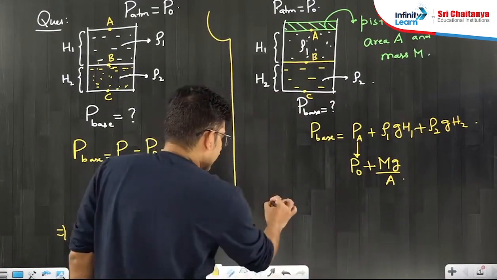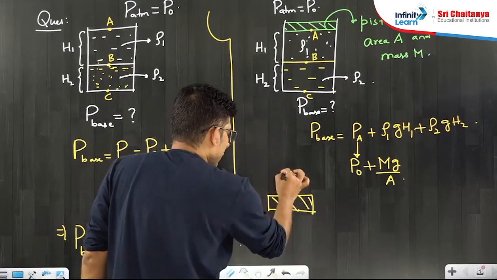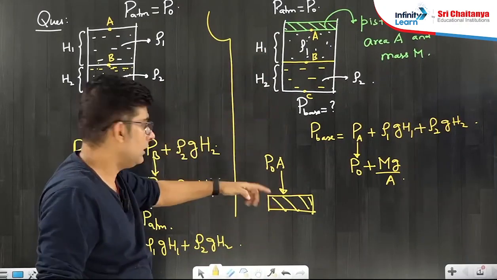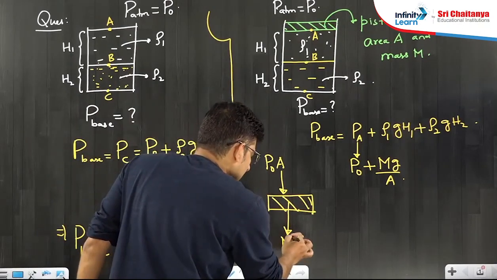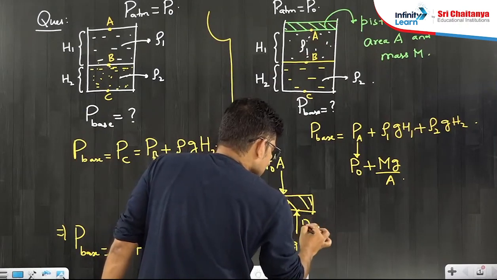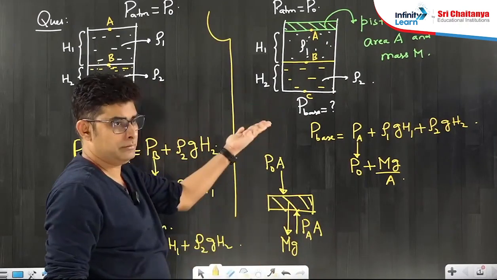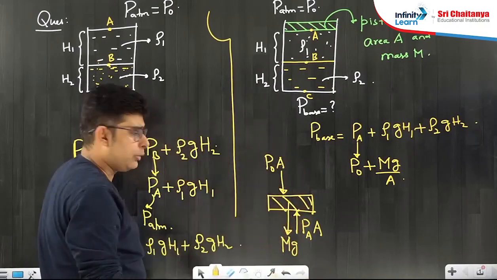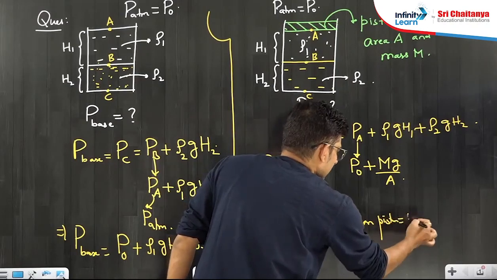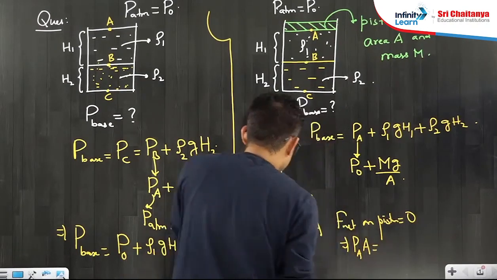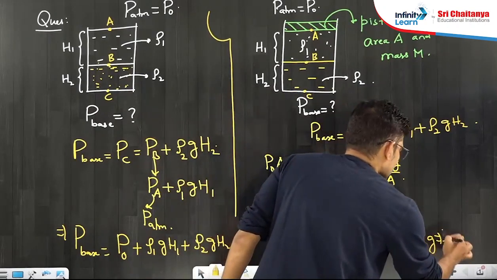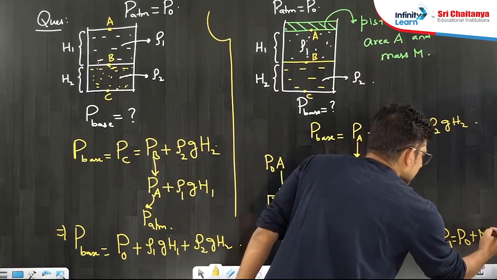Those who did not get it, I am showing it again. If this is the piston, from outside the atmosphere will exert a force, atmospheric pressure is P naught, so it is pushing it down. And the weight of the piston is also acting down, mg. I have taken this point as A, so the pressure at point A multiplied by the area of cross section will push the piston up. So the piston is being pushed up and two forces are coming down. When you balance the forces, the net force on the piston is 0. That means the upward force is balancing the downward force. So from here we get PA equals P naught plus mg by A.